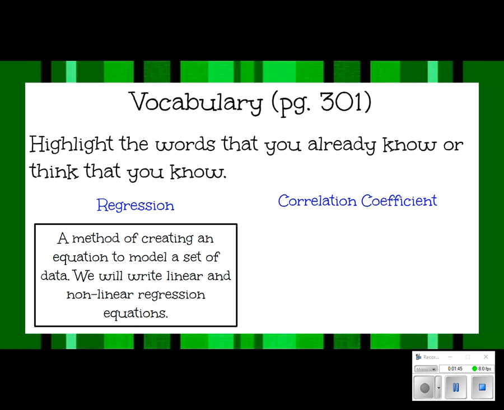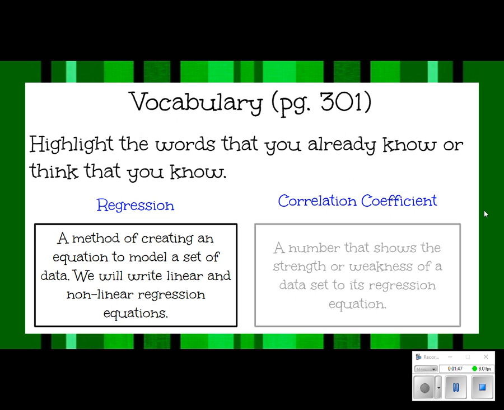All right, we're also going to talk about correlation coefficient. It's a number that shows the strength or weakness of a data set to its regression equation.